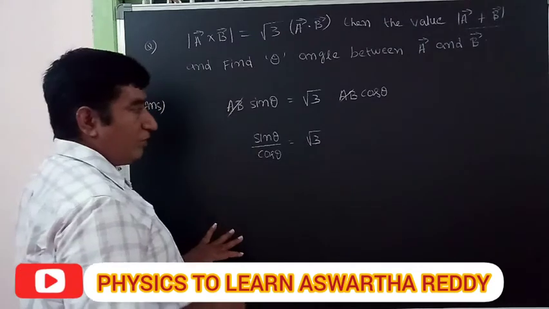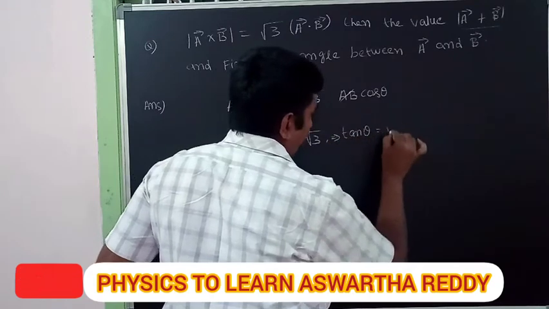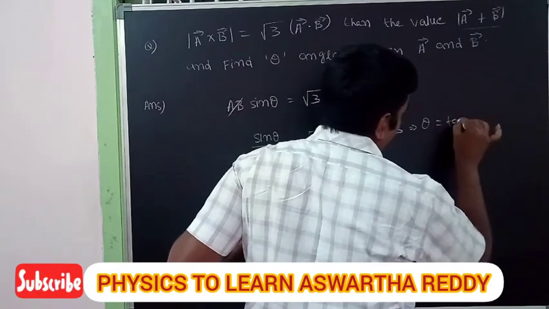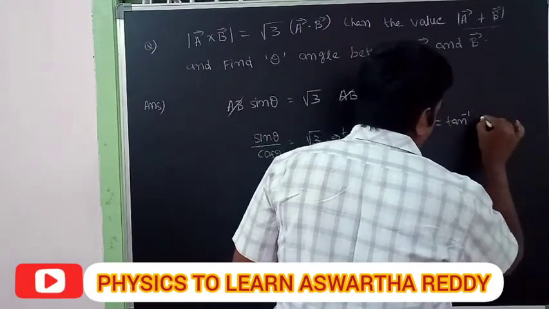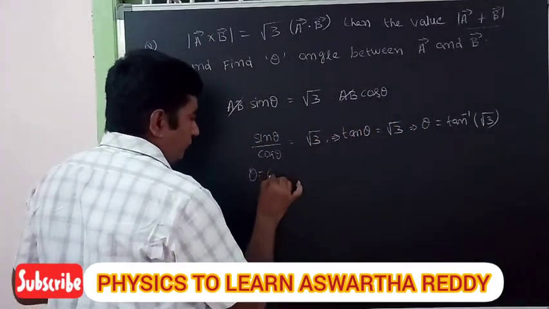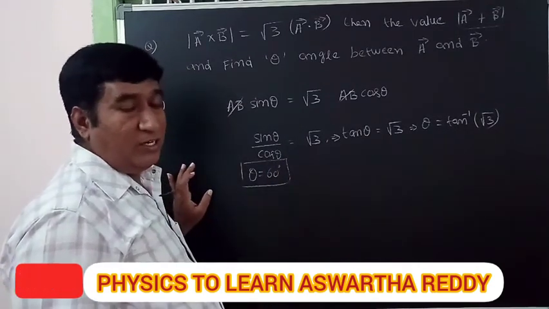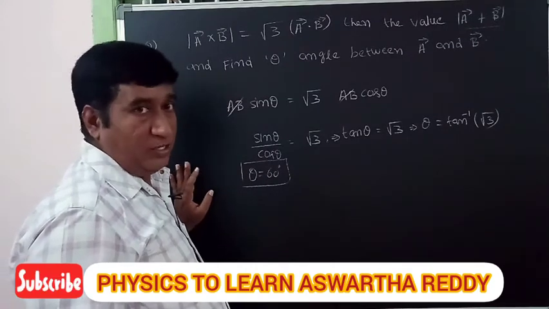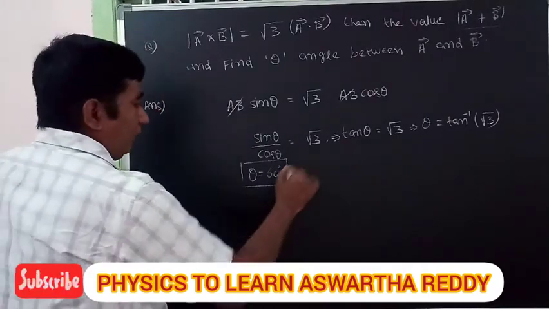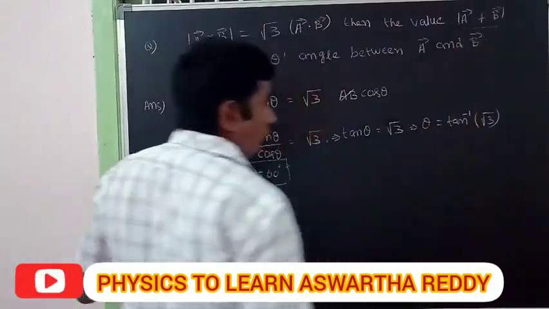What is the value of sin theta by cos theta? It is nothing but tan theta. So tan theta is equal to root 3, so theta is equal to tan inverse of root 3. That theta value is 60 degrees. Here we should know the sine, cos and tan values from 0 to 90 at least, the table you have learned in trigonometry. So we have found the theta value, the angle between A and B. Now what we have to find out is a vector plus b vector.